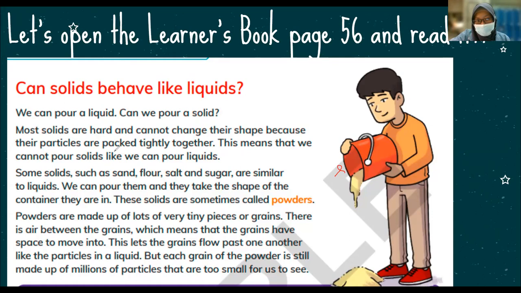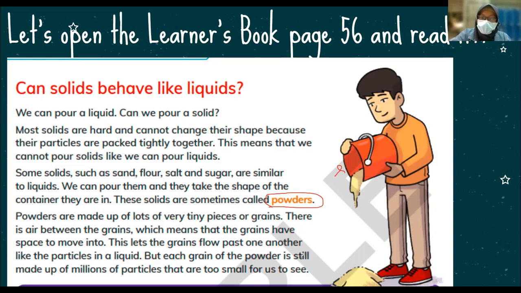This means that we cannot pour solids like we can pour liquids. But some solids, such as sand, flour, salt, and sugar, are similar to liquids. We can pour them, and they take the shape of the container they are in because they are very small. The solids are sometimes called powders. Remember, the solids that have small grains are called powders. Powders are made up of lots of very tiny pieces of grains, and there is air between the grains, which means that the grains have space to move into. This lets the grains flow past one another like the particles in a liquid.